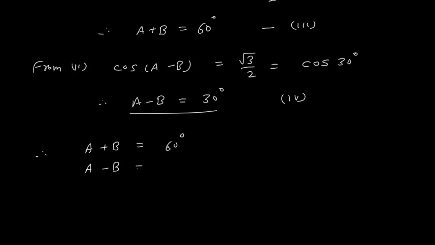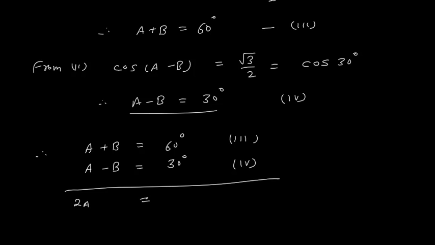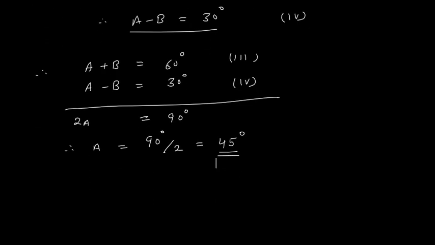A minus b is 30 degree. Okay, this is third equation, this is fourth equation. What we do? We add them. So a plus a is what? 2a, and b will cancel. And here 60 degree plus 30 degree is what? 90 degree. So therefore a equal to 90 degree divided by 2, a is equal to 45 degree. Okay, so the value of a is 45 degree.